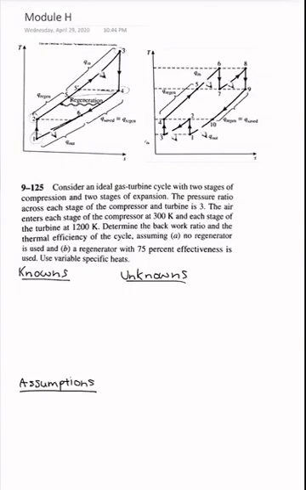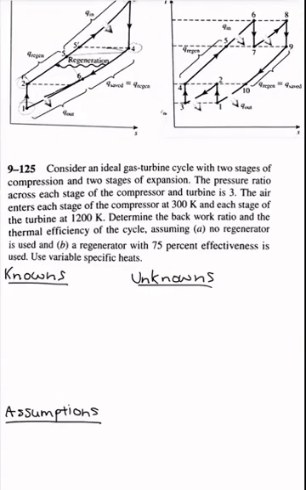So consider an ideal gas turbine cycle with 2 stages of compression and 2 stages of expansion. The pressure ratio across each stage of compression and turbine is 3. The air enters each stage of compression at 300 Kelvin and each stage of the turbine at 1200 Kelvin. Determine the back work ratio and the thermal efficiency, assuming A, no regenerator is used, and B, a regenerator with 75% effectiveness is used.